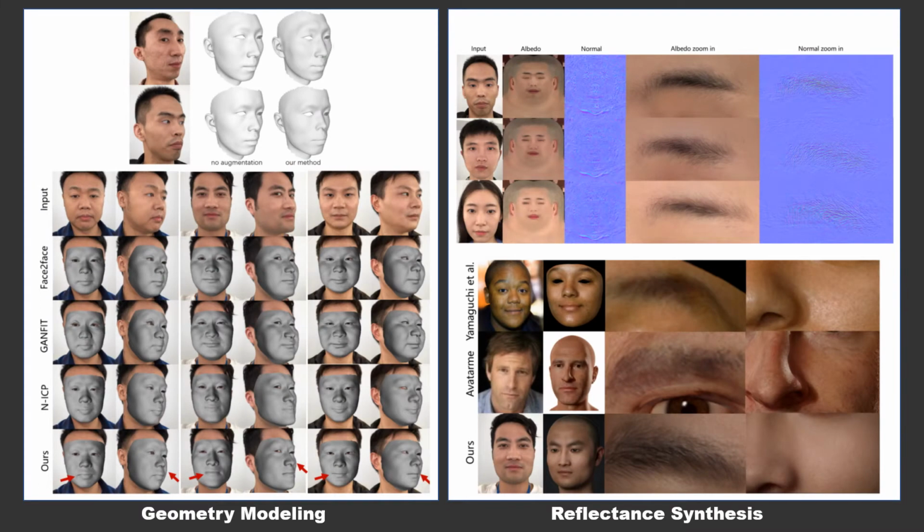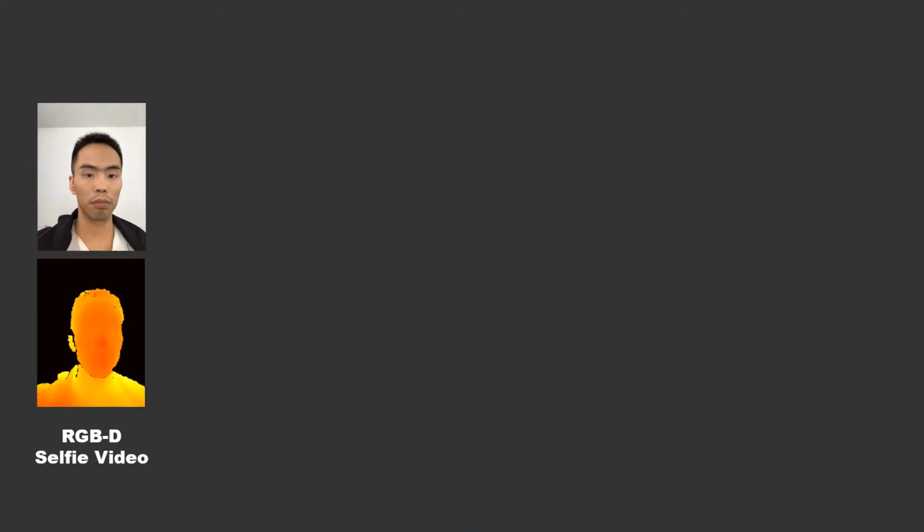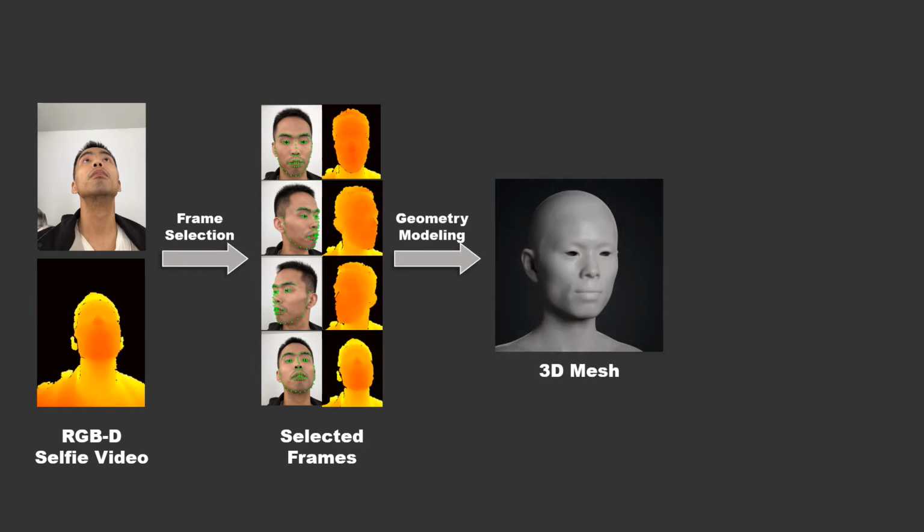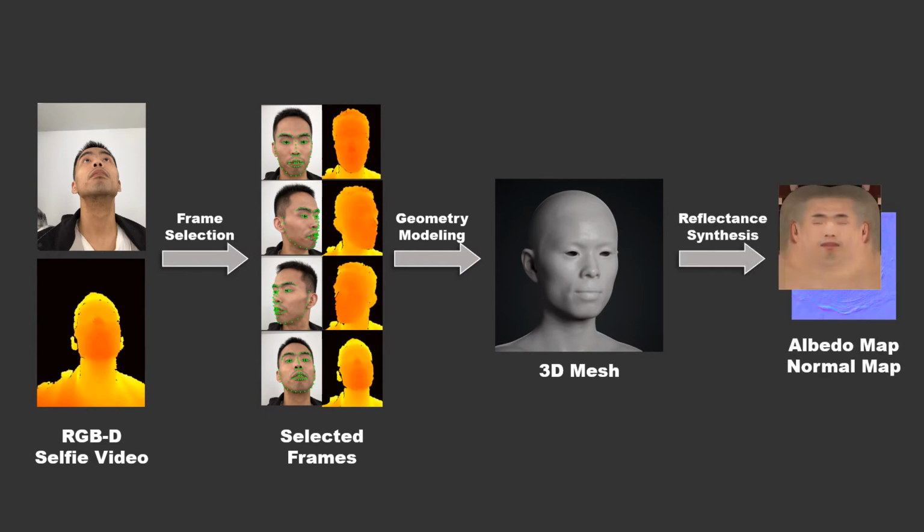Our main contribution is a new facial geometry modeling and reflectance synthesis procedure that significantly improves the state-of-the-art. Given the user's input RGB-D selfie video, we first use a frame selection algorithm to select 4 frames covering different head poses. Then we perform geometry modeling using a newly constructed 3D morphable model and differentiable renderer-based fitting with the RGB-D data. Finally, a novel hybrid reflectance synthesis approach is applied to produce high-resolution albedo map and normal map with realistic details.